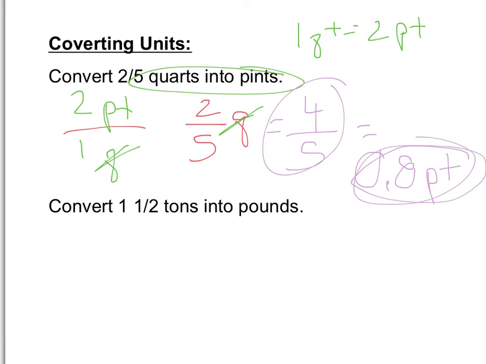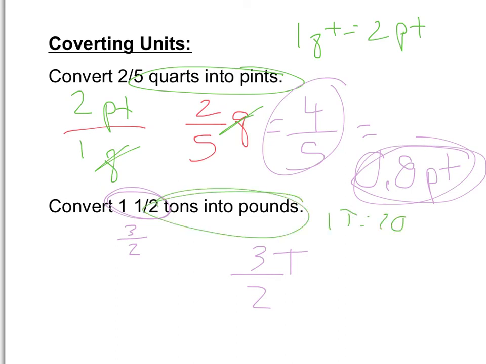Okay, one more here. Convert 1.5. So in something like this, though, I would make an improper fraction. It's probably just easier. So 1.5 as an improper fraction would be 3/2. So I'm going to do 3/2 ton. And we know the conversion we need is that 1 ton equals 2,000 pounds. Do the 1 ton on the bottom, so they cross out. 2,000 pounds on top.